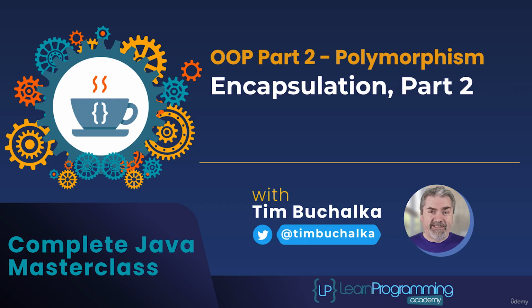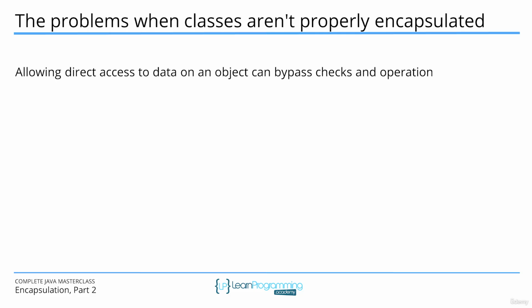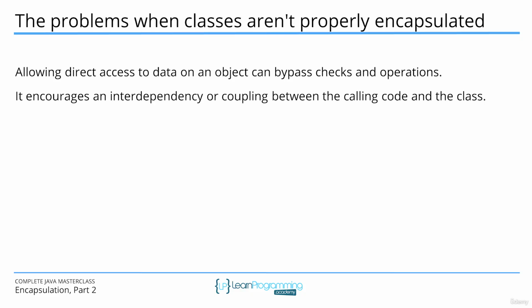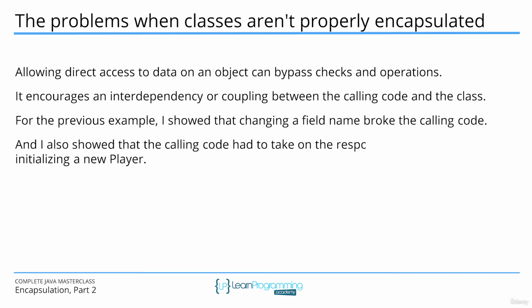In the last video, I showed you a class that appeared to have no encapsulation principles, and we saw this created several problems. Allowing direct access to data on an object can bypass checks and operations. It encourages an interdependency or coupling between the calling code and the class. This interdependency makes it hard to change the class without impacting the calling code. For the previous example, I showed that changing a field name broke the calling code. And I also showed that the calling code had to take on the responsibility for properly initializing a new player. Encapsulation solves all three of these problems.